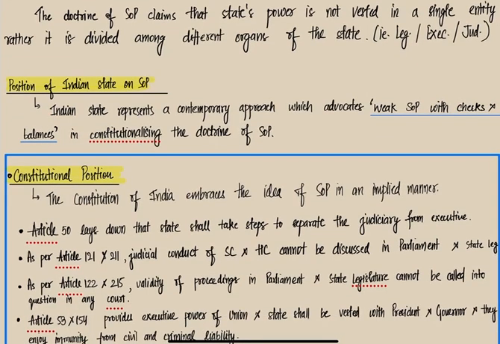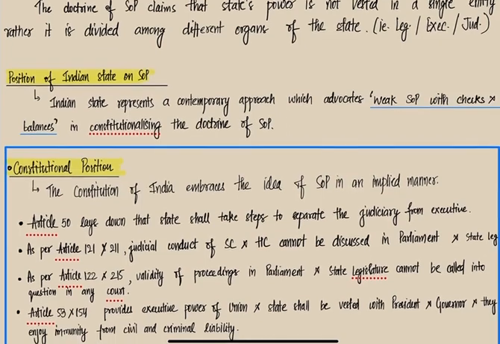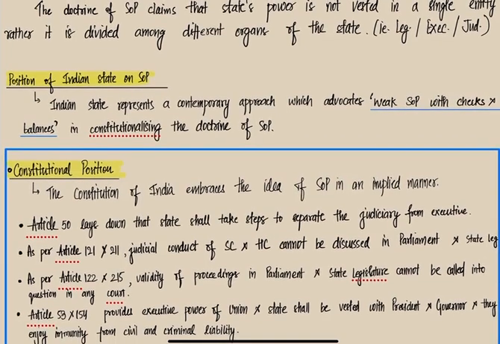Now, let's try to understand the constitutional position on separation of power. Though the constitution provides for the idea of separation of power, the phrase separation of power is nowhere mentioned in the constitution. It is only in the implied manner. We'll see through the relevant articles how the constitution embraces the idea of separation of power. Firstly, Article 50 of Indian Constitution talks about the separation of judiciary from the executive. It says that state shall take steps to separate the judiciary from the executive.